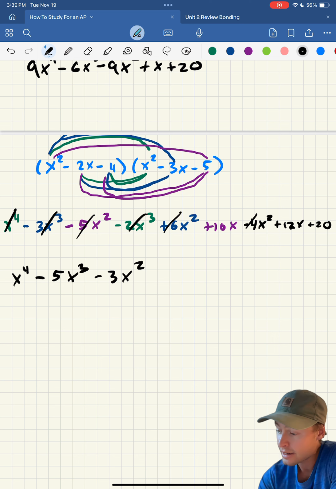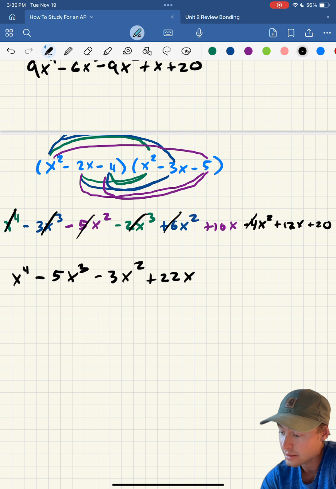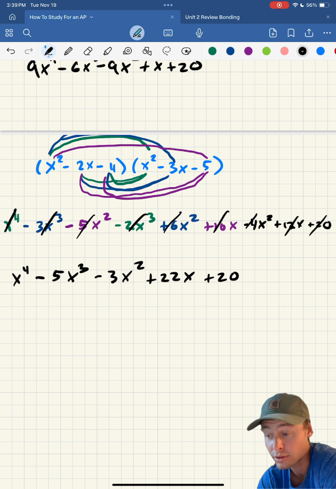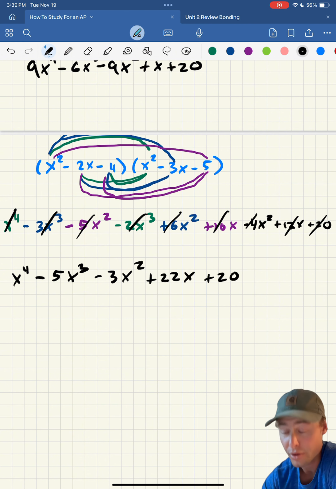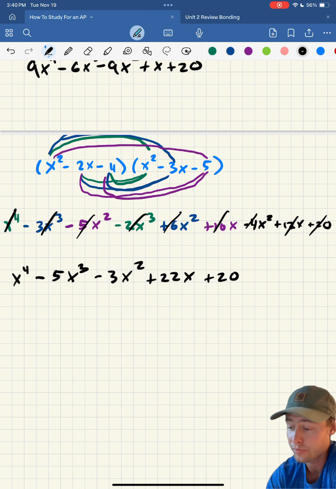10x and 12x become 22x. And then 20 is just on its own. There's nothing to combine it with. So there you go. There's your multiplied polynomial. The product of those two trinomials.